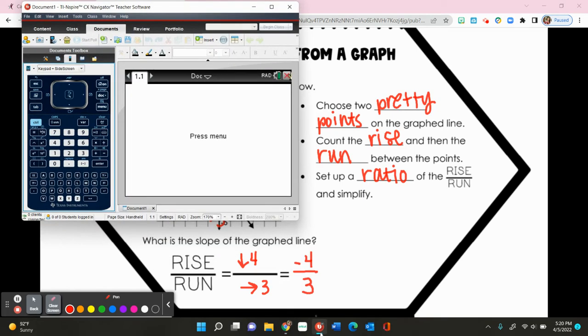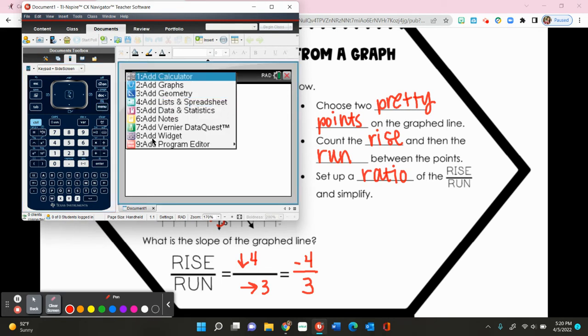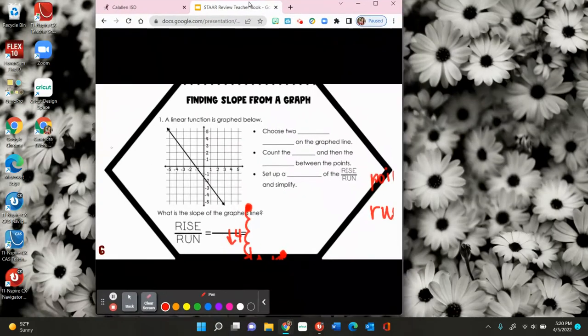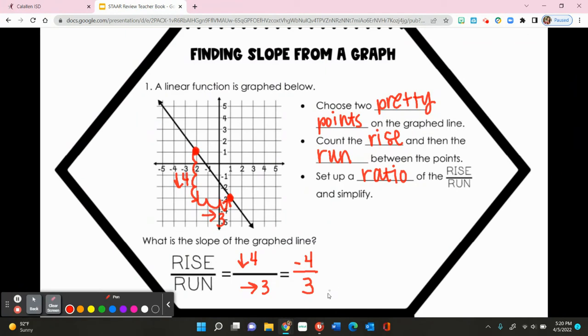So then you want to put this in your calculator to make sure that your fraction is as simplified as it gets. So when I put negative 4 over 3, I'm going to do control divide. Negative 4 on top and 3 on the bottom. When I press enter, it returns back to me negative 4 over 3. So this lets me know that this is as simplified as it gets. Here, my slope is negative 4 over 3. So that was finding slope from a graph, again using rise over run.